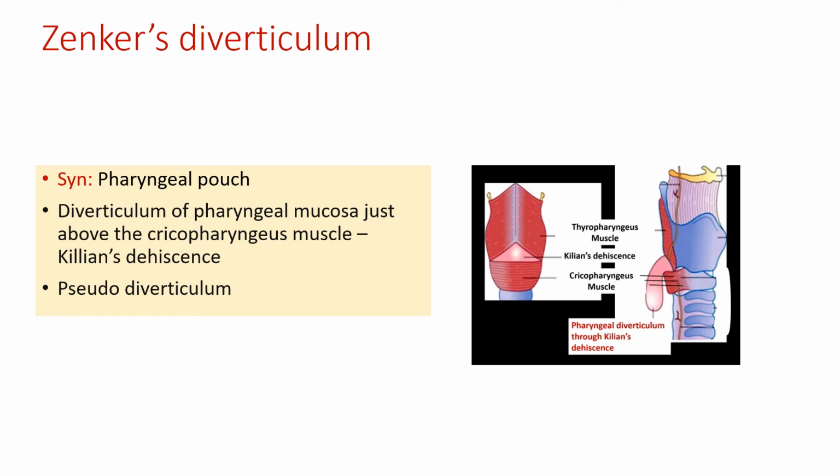Now let us see what is Zenker's diverticulum. It is a pharyngeal pouch. It is the projection of the mucous membrane of the pharynx through the posterior weak part of the pharyngeal wall, between the obliquely running thyropharyngeus and the circularly or horizontally running cricopharyngeus muscles, that is the Killian's dehiscence. So it is a diverticulum of the pharyngeal mucosa just above the cricopharyngeus muscle. You can see this pseudo diverticulum of the pharyngeal mucosa above the cricopharyngeus muscle, through the Killian's dehiscence.